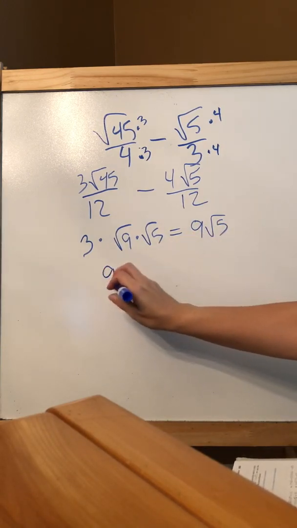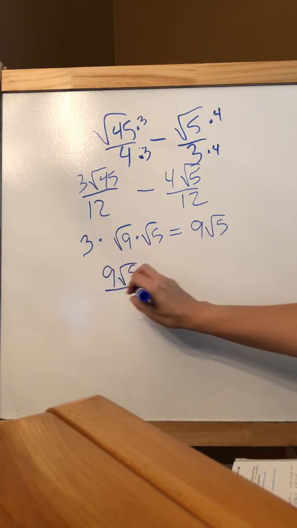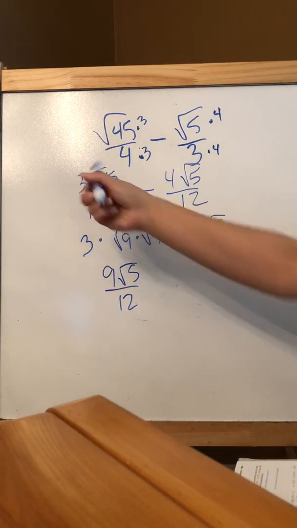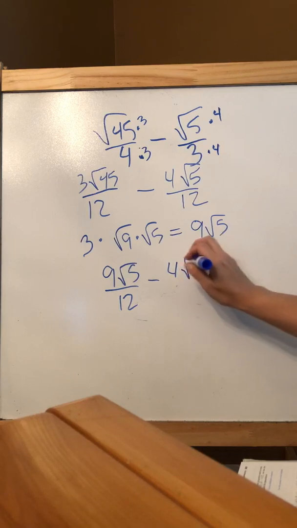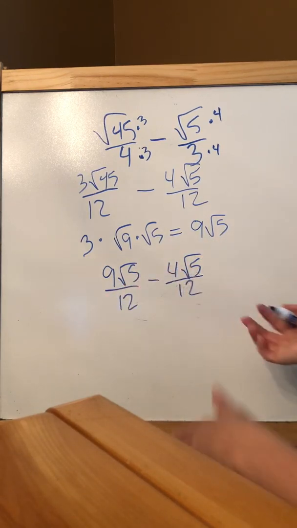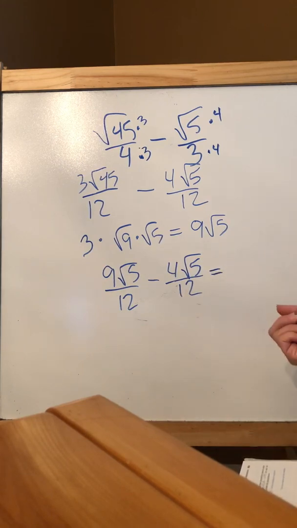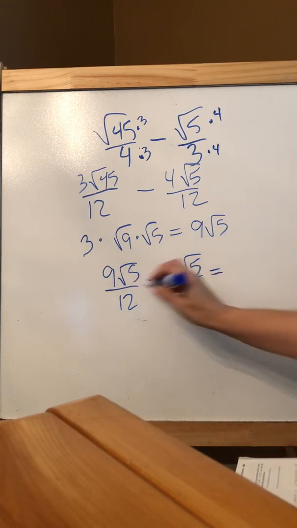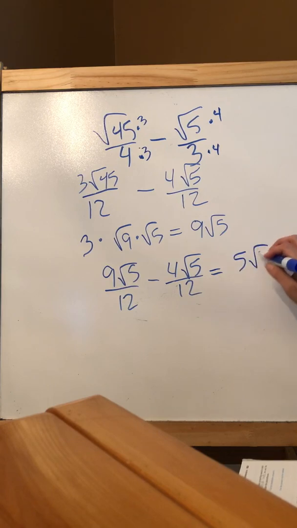So we have 9 times the square root of 5 over 12, because this replaced this, minus 4 times the square root of 5 over 12. Now we can just subtract like a normal fraction subtraction problem. 9 minus 4 is 5, so we're left with 5 times the square root of 5 over 12.